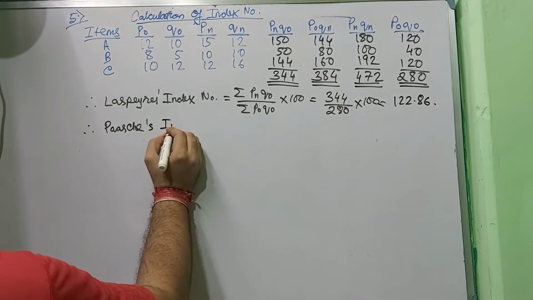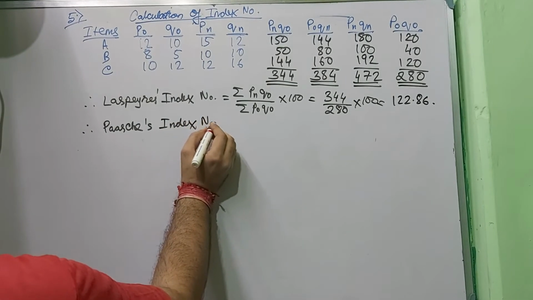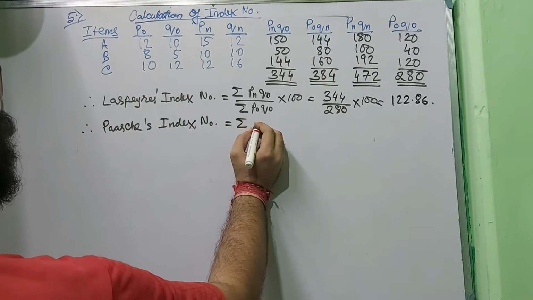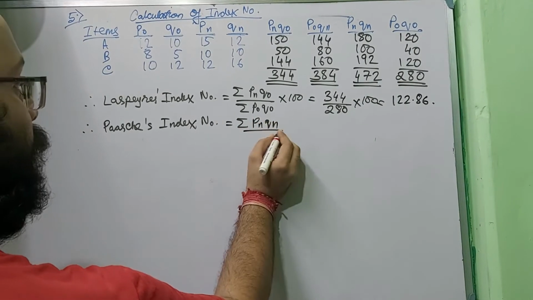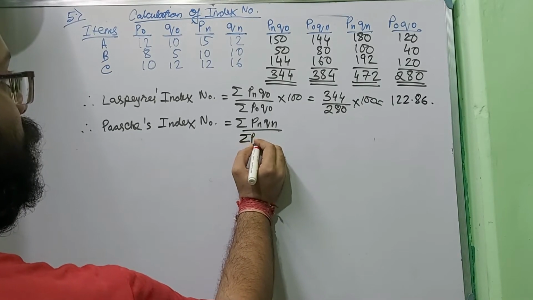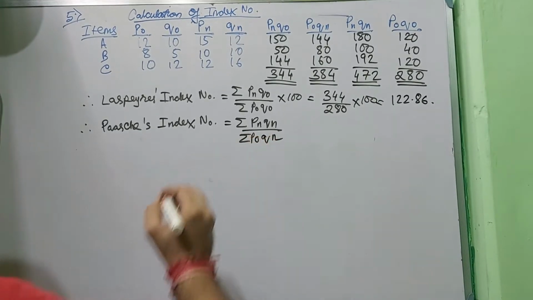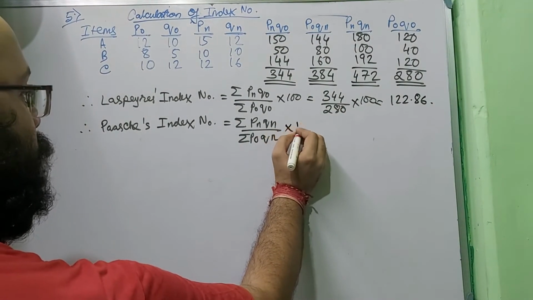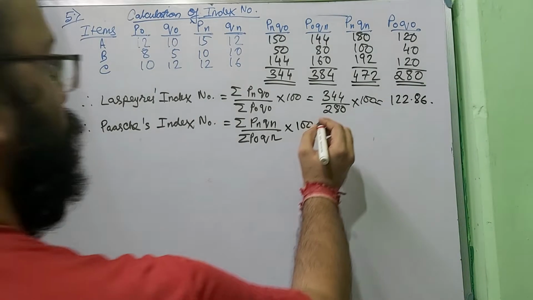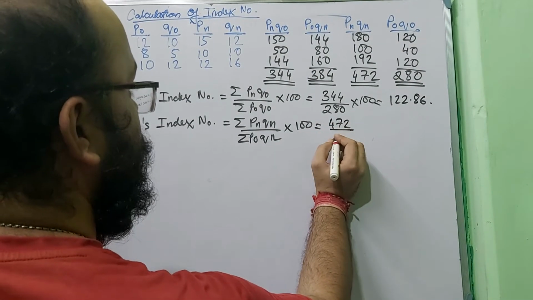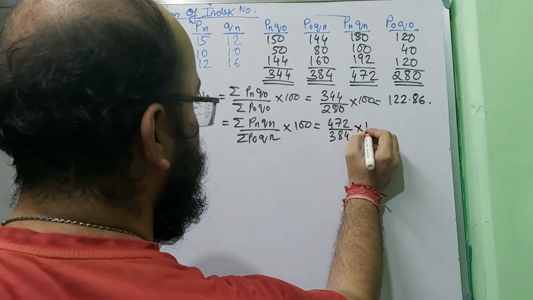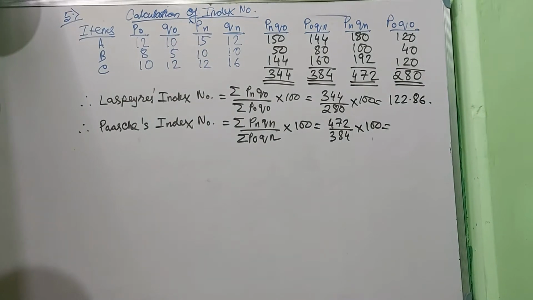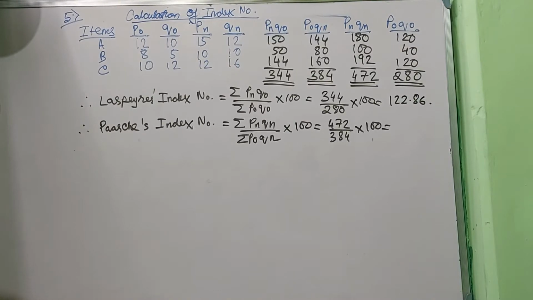Paasche's index number. What is that? Summation of Pn Qn by summation of P0 Qn into 100. That is 472 by 384 into 100. It is coming 122.92.